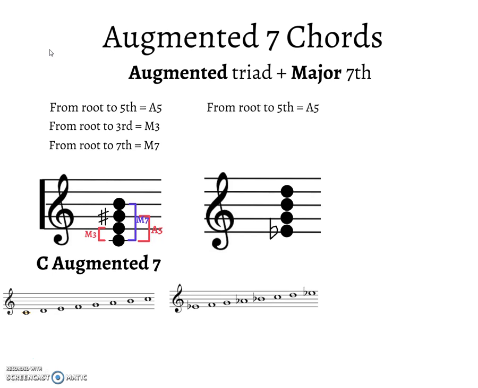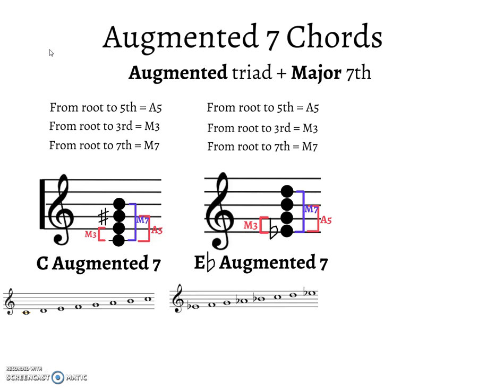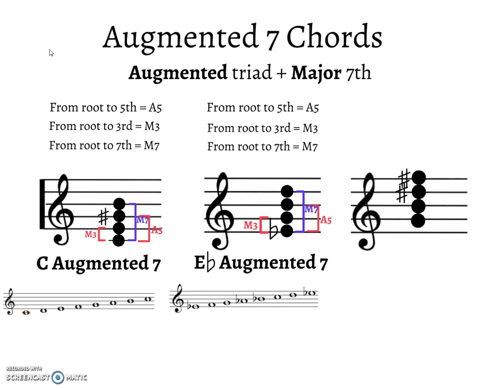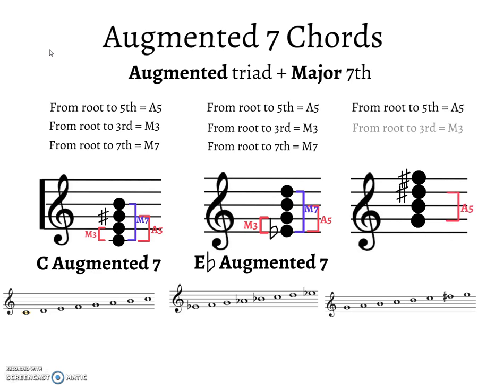E flat on the bottom, we need augmented fifth, major third, major 7th. G on the bottom, we need augmented fifth, major third, major 7.